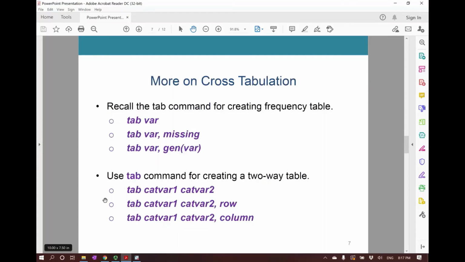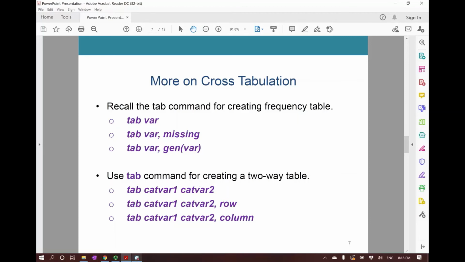Now I would like to talk a little bit more on the cross-tabulation, also called a two-way table or a contingency table. Basically, if you recall from previously, we talked about this tab command. I also used this command many times today. If we tab a categorical variable, we'll see some frequency tables. There is the tab variable missing option, and sometimes if we tab the variable, we can quickly generate new binary variables for each category. Okay. We could also use this tab command to create a two-way table.